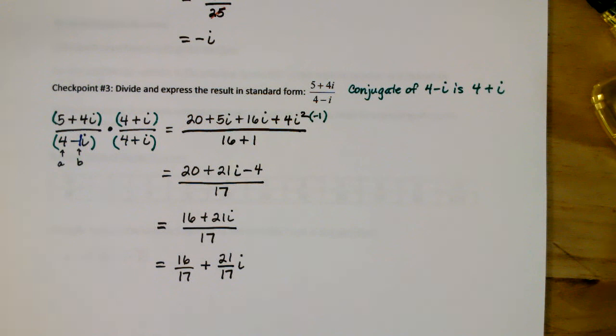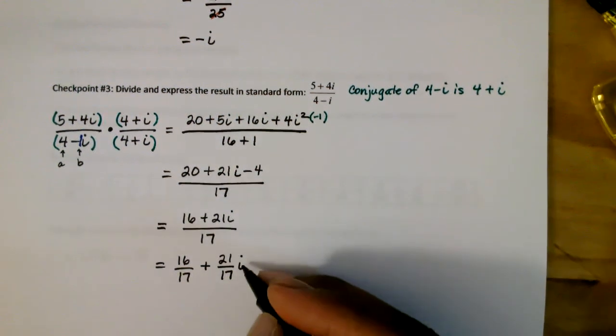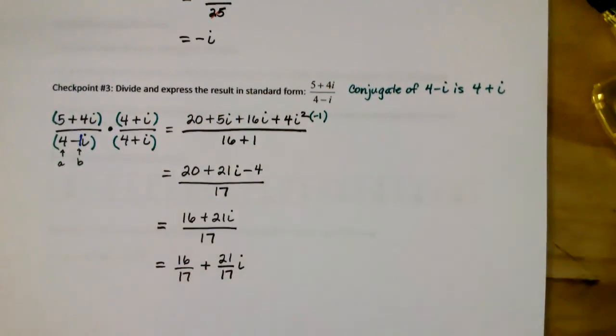Here, I can't be in the numerator or the denominator. So it just had to be off to the side, where 21 over 17 is, if you had a problem like this in my math lab. Okay.